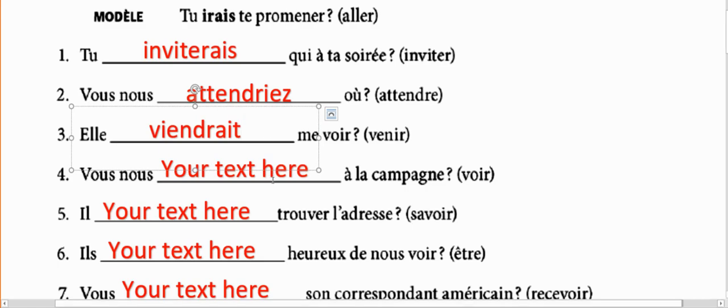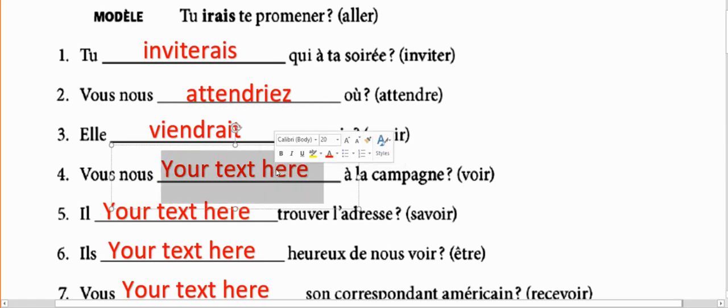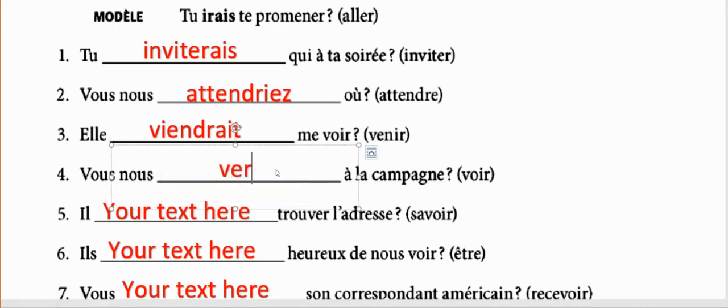All right. Nous vous. Now, voir here is an irregular stem, right? So it's V-E-R-R. Okay. Vous nous verriez. Okay. Voir, vous nous verriez.